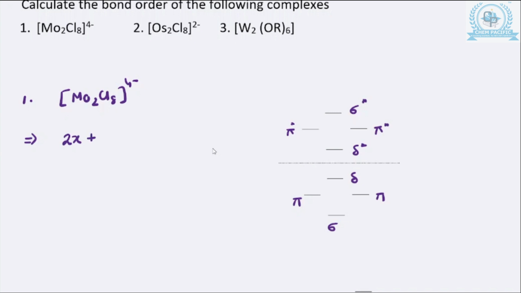So आप देखो यहाँ पे कितना halide है, 8 है, each having oxidation state -1. So overall कितना हो जाएंगे, -4. Therefore 2x is equal to +4. So let it remain like this.